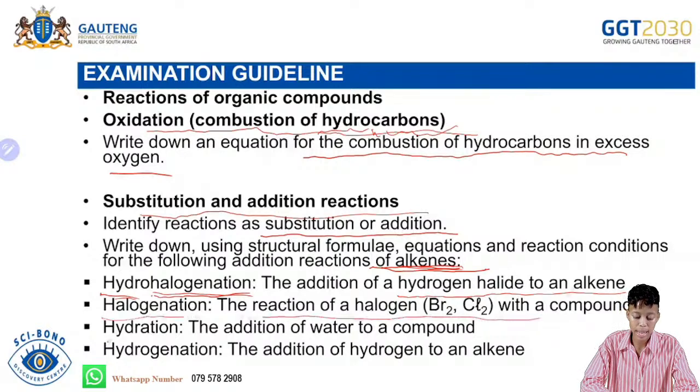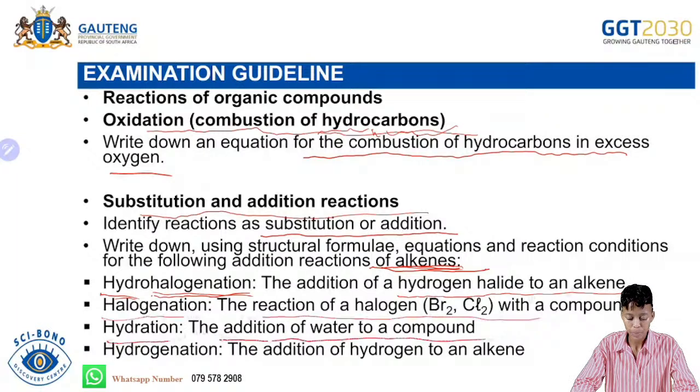Then we have hydration. It says the addition of water to a compound. So remember water again, the molecular formula of water is what? The molecular formula of water is your H2O. Then we have hydrogenation. It says the addition of hydrogen to an alkene. So remember with your hydrogen, when you add it, it's going to appear as a diatomic molecule, meaning that it will not appear as a single hydrogen, but you are going to have H2.